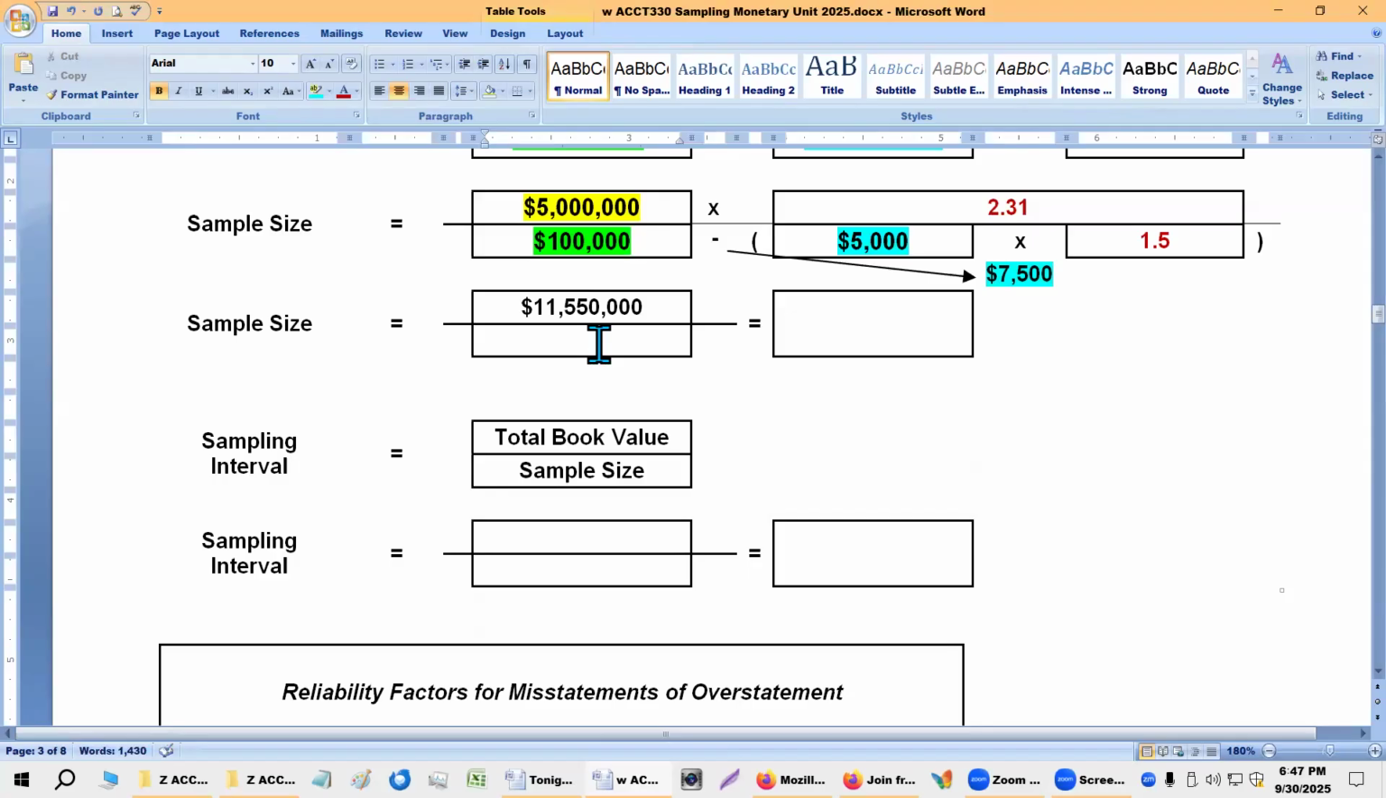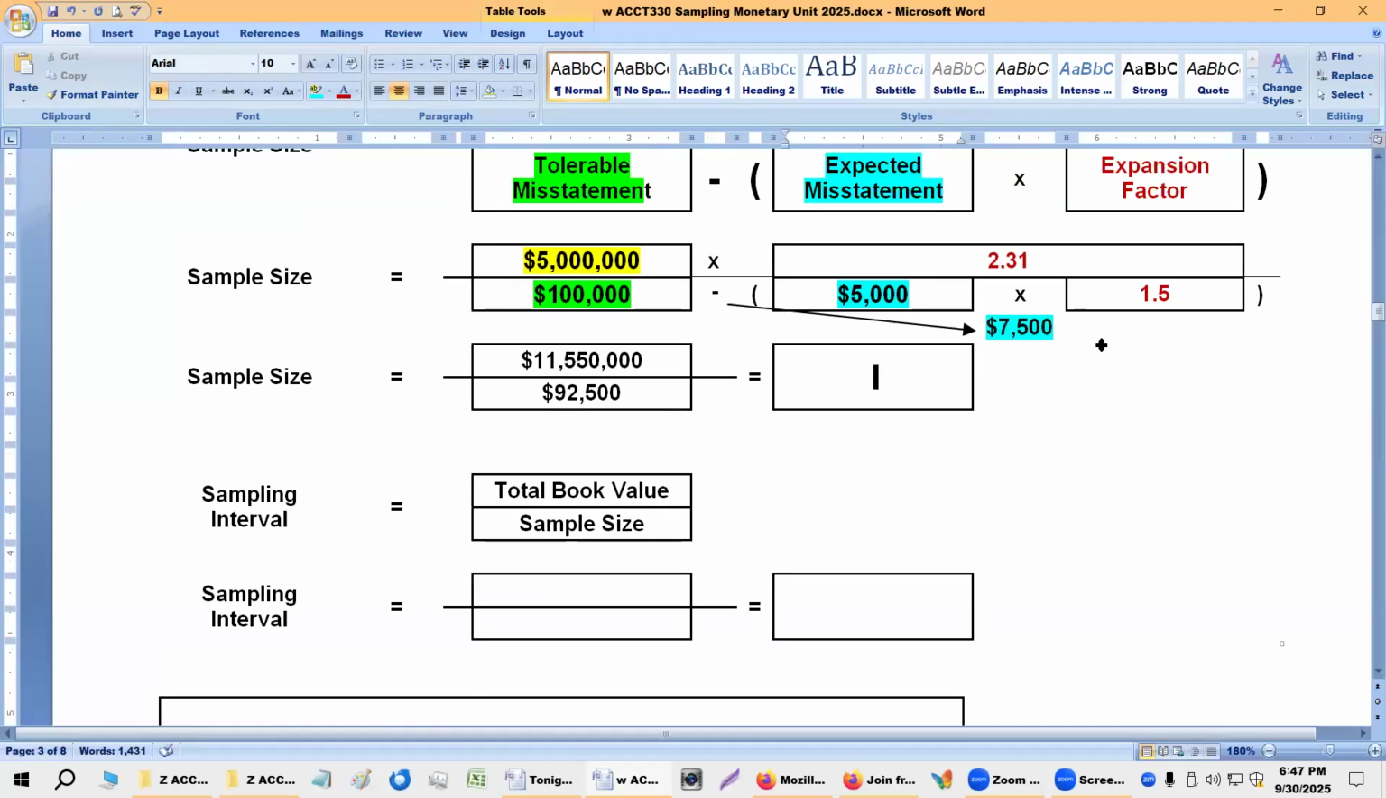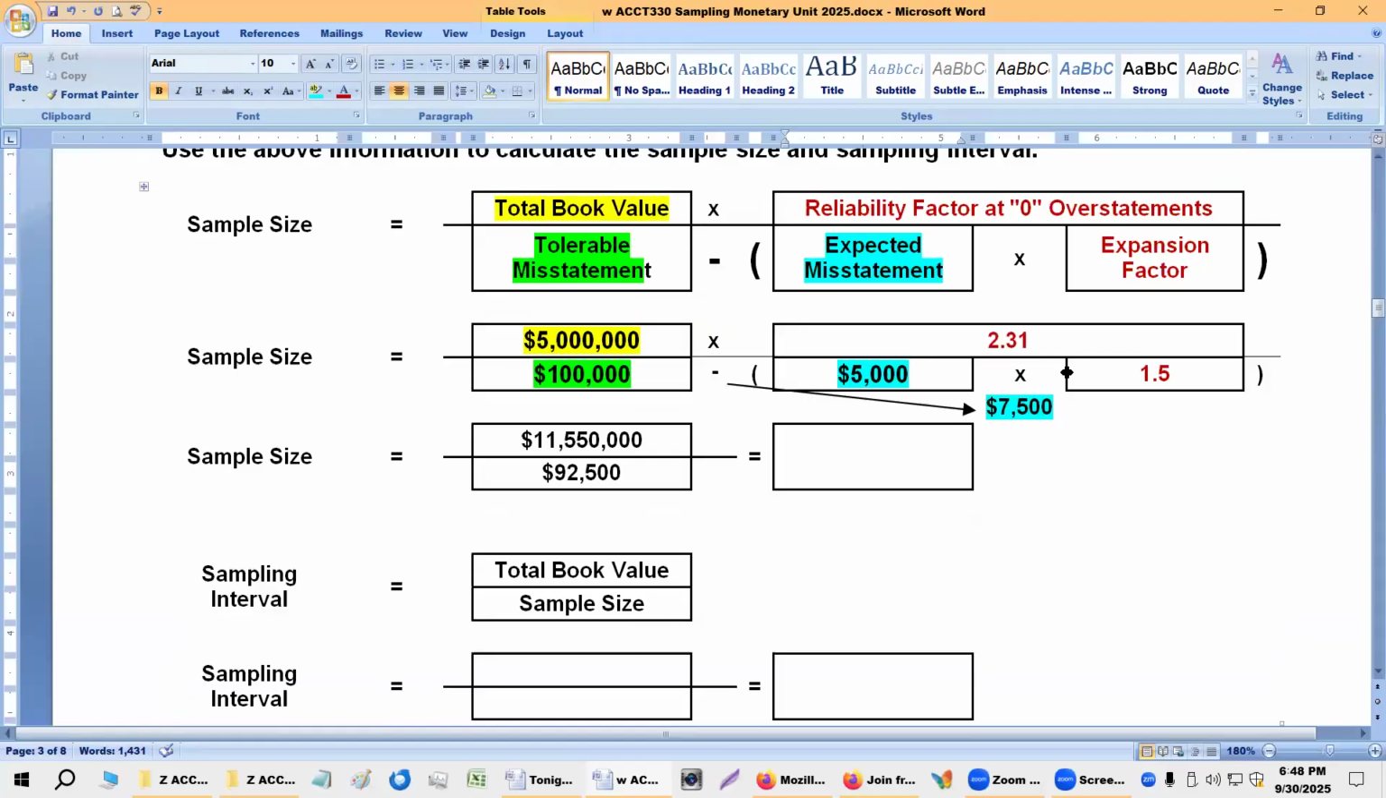$100,000 minus 7,500 is 92,500. I got 124, 86, 86.